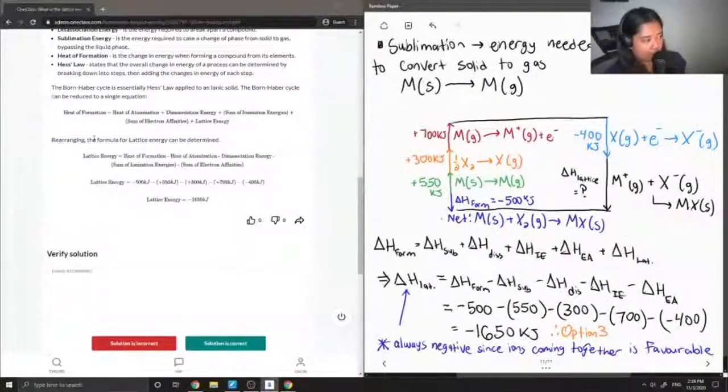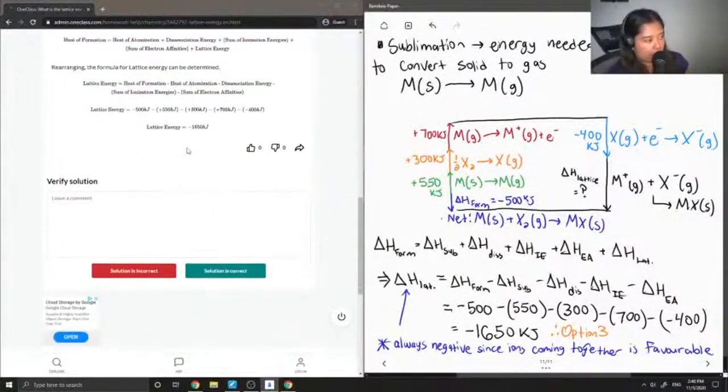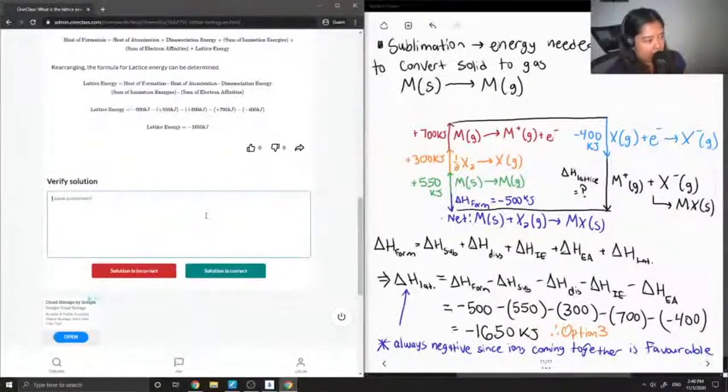So then they also rearranged the formula for lattice energy. So they did lattice energy is equal to heat of formation minus sublimation minus dissociation minus the sum of ionization energies minus the sum of electron affinities. And then they also got minus 1650 kilojoules. I'm just going to say this solution is correct.